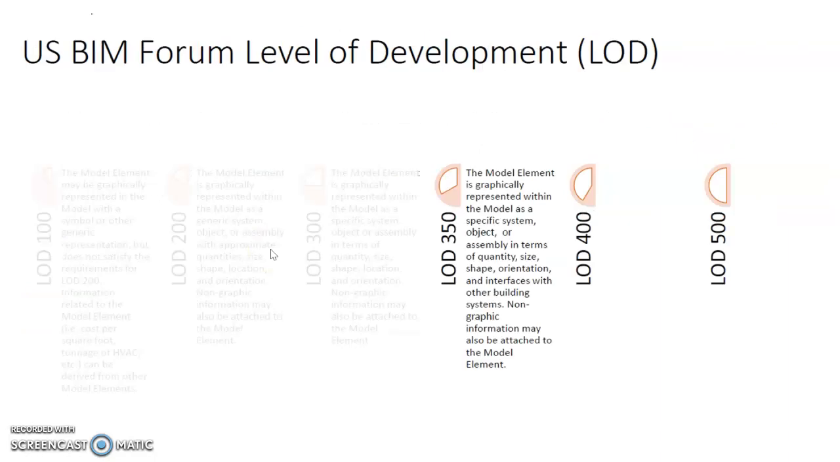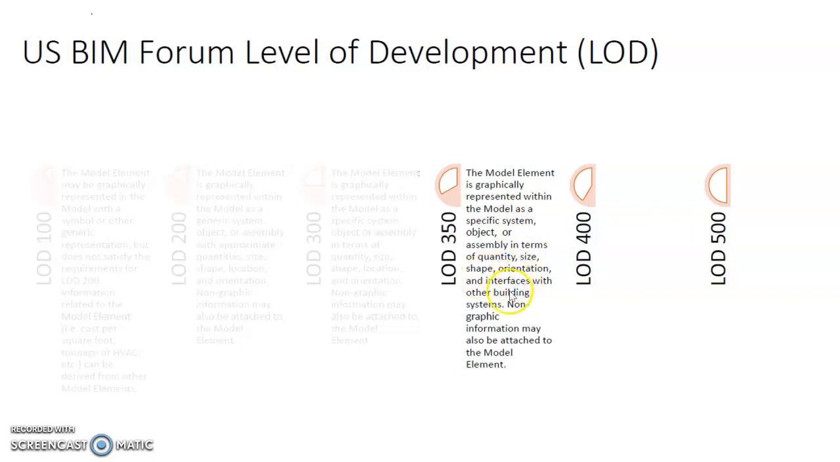In the US system, they actually allow for another increased level of detail between 300 and 400. They call it LOD 350. So if you model your BIM beam model to a detail of 350, the model element will be graphically represented within the model as a specific system, object or assembly, again in terms of quantity, size, shape, and orientation.